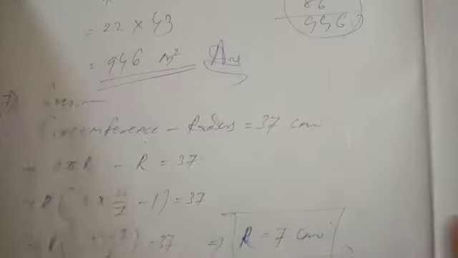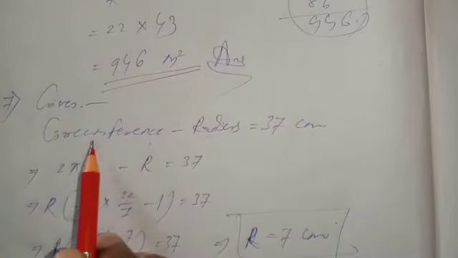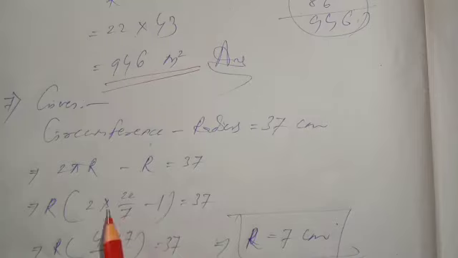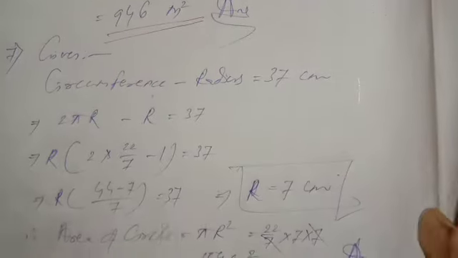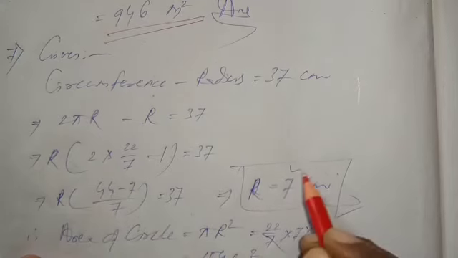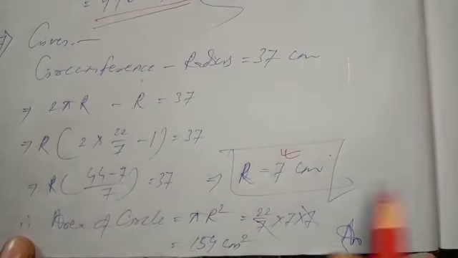So first of all, according to the question, circumference minus radius equals 37. Circumference formula: 2 pi r minus r. Take r common: r into (2 into 22 by 7 minus 1), which is 44 minus 7 by 7, equal to 37. Therefore, r will be 37 by 7 into 7 by 37, the 37 cancels. r equals 7. The radius of the circle is 7 centimeter.